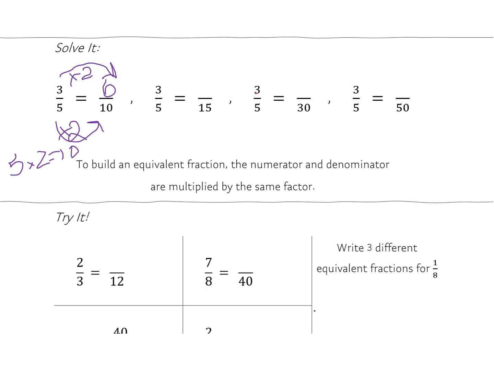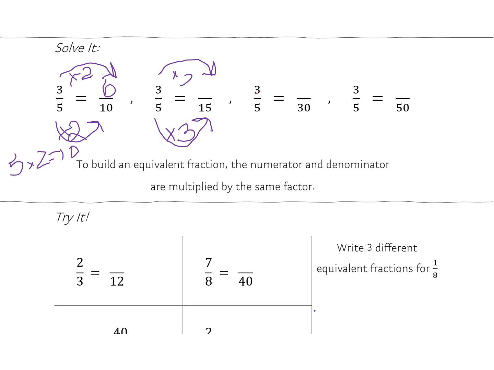I'm still working with 3/5, but now I want to turn it into 15ths. So I have to think, what could I multiply 5 by to turn it into 15ths? I could multiply it by 3. 5 times 3 equals 15. Whatever I do to my denominator, I have to do the same thing to my numerator. So I'm going to multiply that by 3.